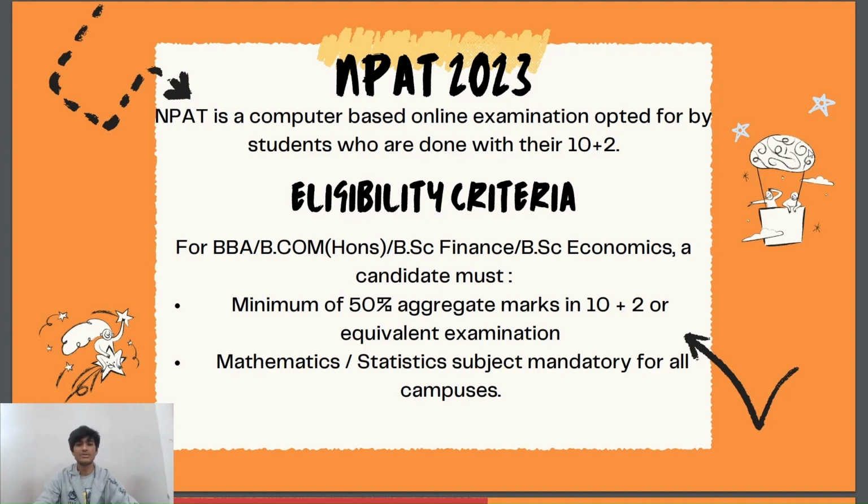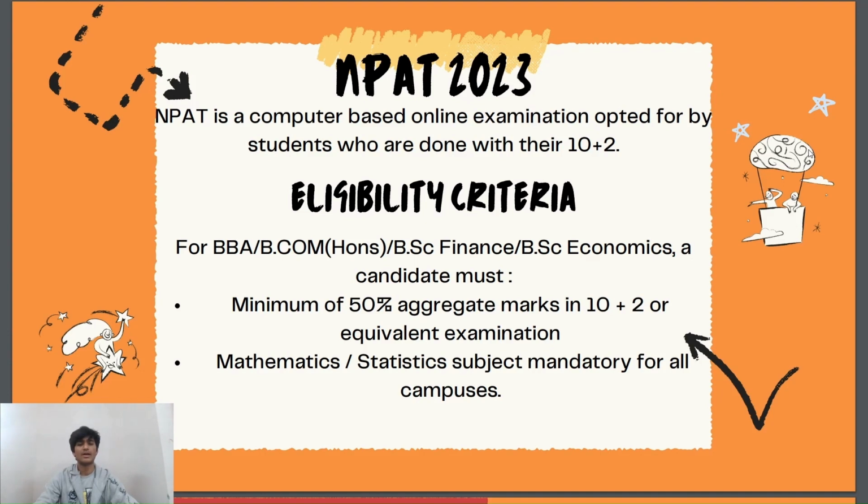So, firstly, we'll talk about the eligibility criteria. We'll focus mainly on the schools of commerce and economics, which contain BBA, BCom Honors, BSc Finance, and BSc Economics. All four of them have the same eligibility criteria.